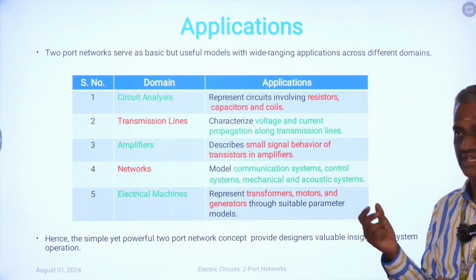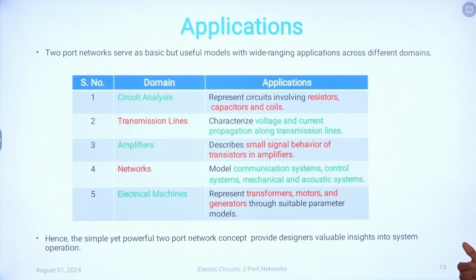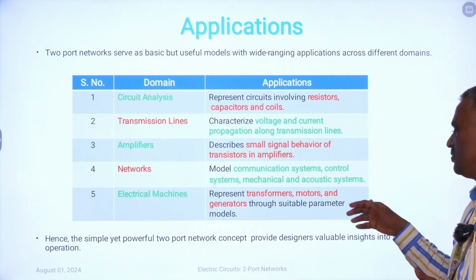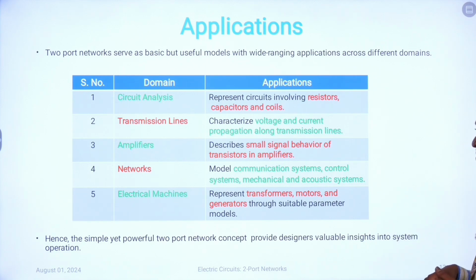Then in amplifiers, I am going to describe the small signal behavior of the transistors present in the amplifiers. In networks, it is used in communication systems, control systems, mechanical and acoustic systems. Finally, in electrical machines, to represent transformers, motors, and generators, I will be using this two-port network. It is a simple yet powerful concept, providing designers valuable insights into system operation. It relates the input and output, so the connections can be seen between input and output.